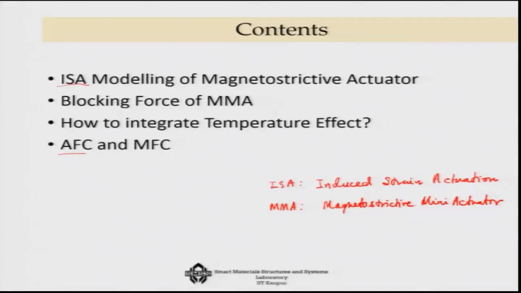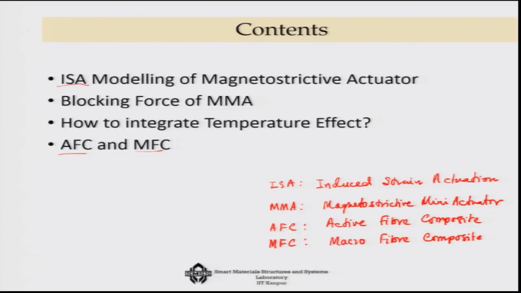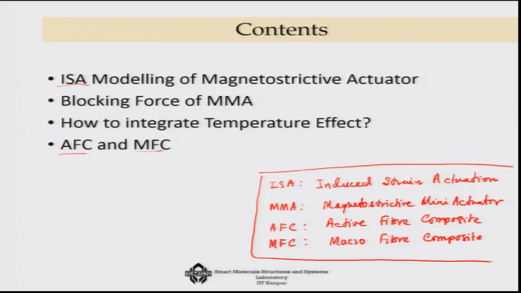Also, we will be talking about two additional things which behave in a similar manner, so I have grouped them together. AFC is active fiber composite; these are piezoelectric in nature. We have to keep these acronyms in mind, because that is the way they are popular in the market. And MFC is macro fiber composite. These are the things that we would like to cover in today's lecture. Let us then begin with the ISA of MMA.